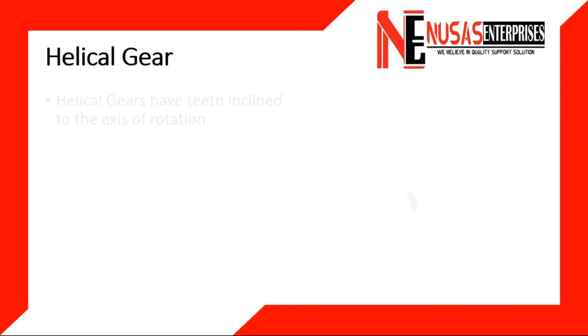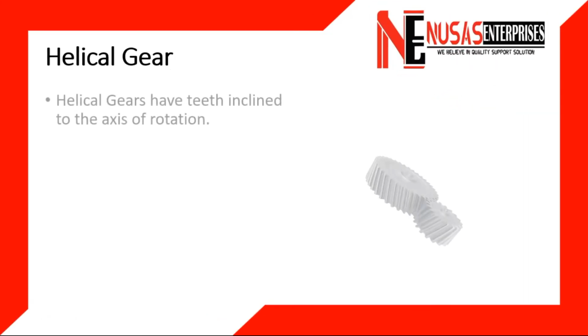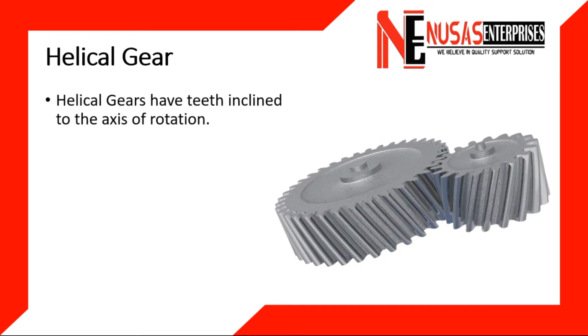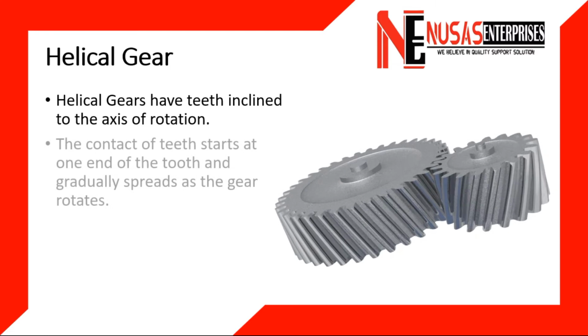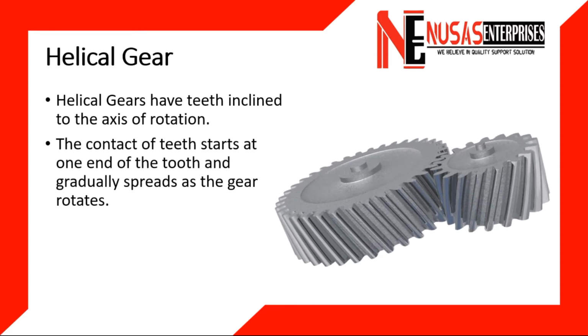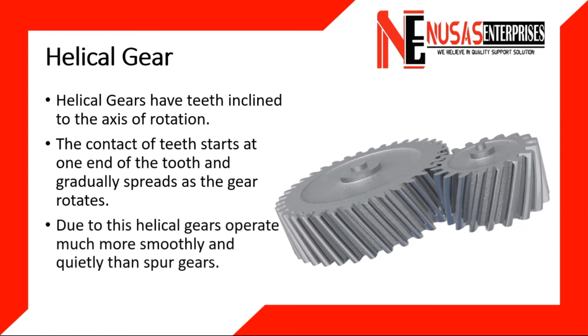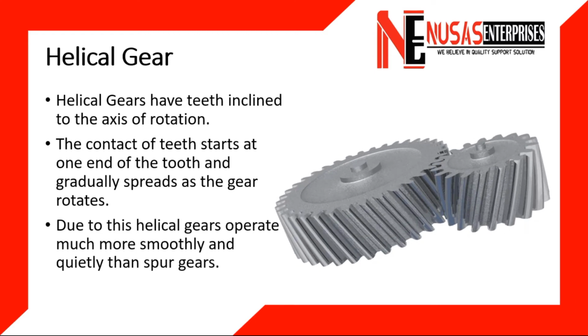Number 2. Helical gear. Helical gears have teeth inclined to the axis of rotation. When two teeth on a helical gear system engage each other, the contact starts at one end of the tooth. This contact gradually spreads as the gear rotates, until the two teeth are in full engagement. This gradual engagement makes helical gears operate much more smoothly and quietly than spur gears. Because of the angle of the teeth on helical gears, they create a thrust load on the gear when they mesh.